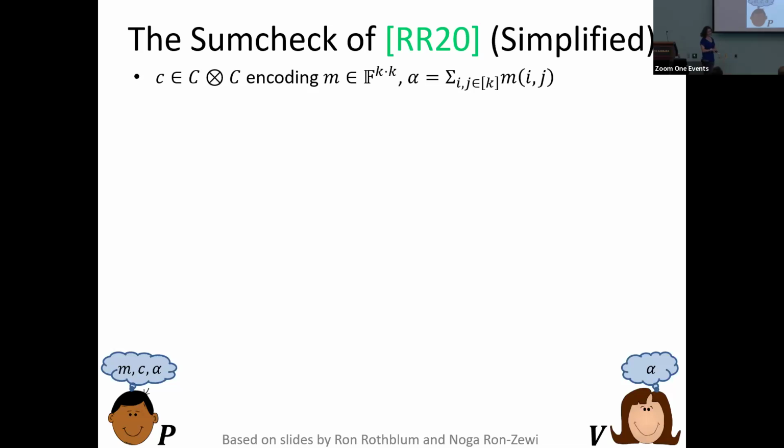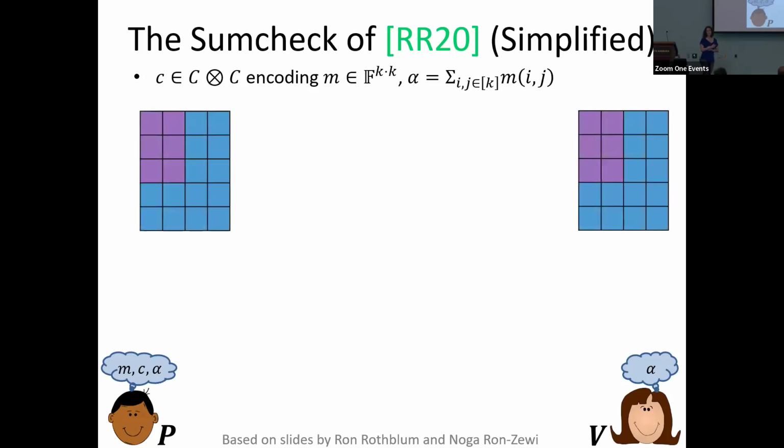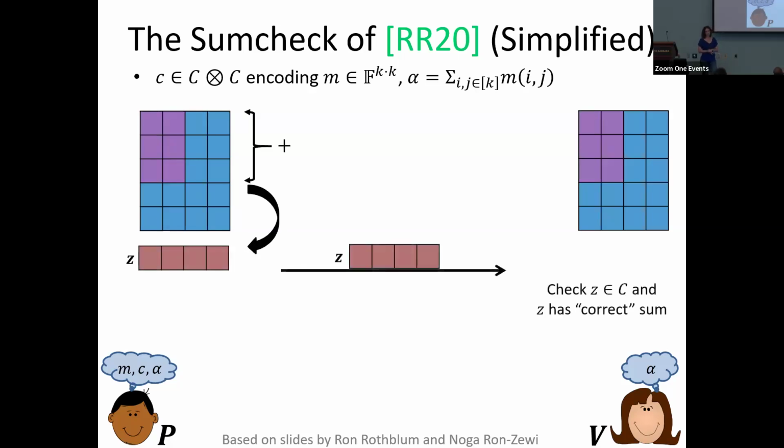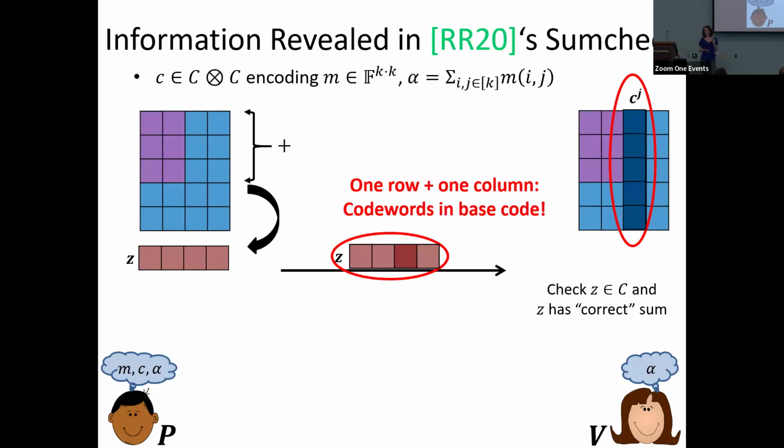You start out with some tensor code word. And the first thing the prover does is it sums up all the rows of the tensor code and sends this over to the verifier. And then the verifier also reads one column. So what does she learn? She learns one row and one column. These are two code words in the base code.